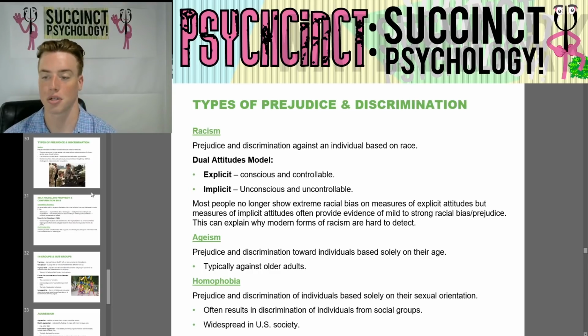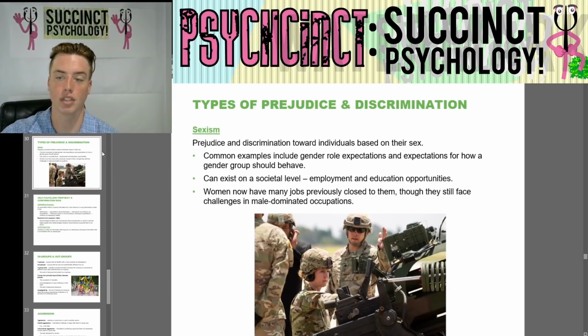Now, ageism is prejudice and discrimination toward individuals based solely on their age, and is typically against older adults. And homophobia is the prejudice and discrimination of individuals based solely on their sexual orientation. It often results in discrimination of individuals from social groups, and it's very widespread in U.S. society. So, going further into detail, we have sexism.